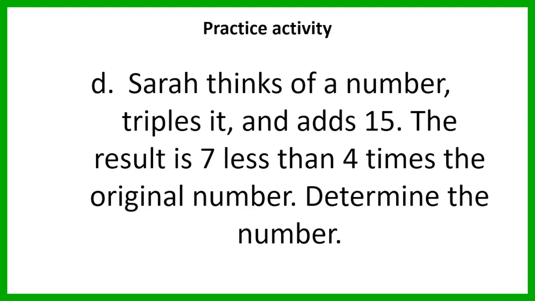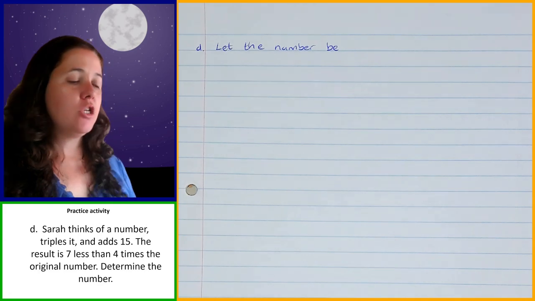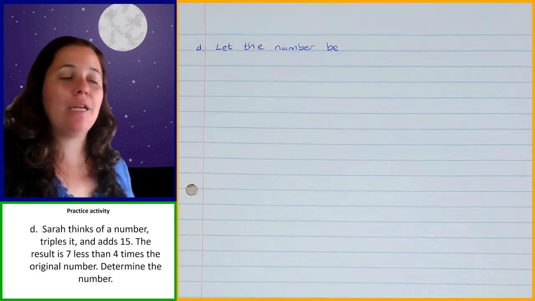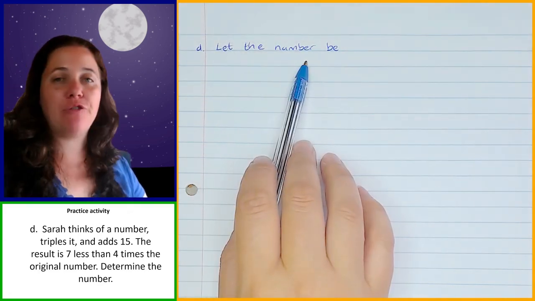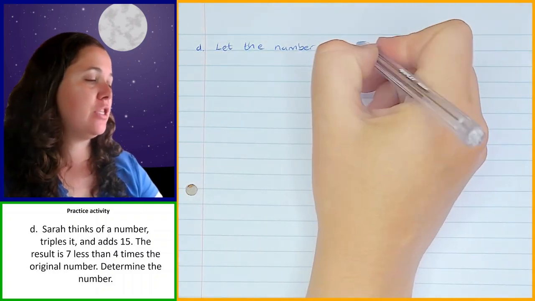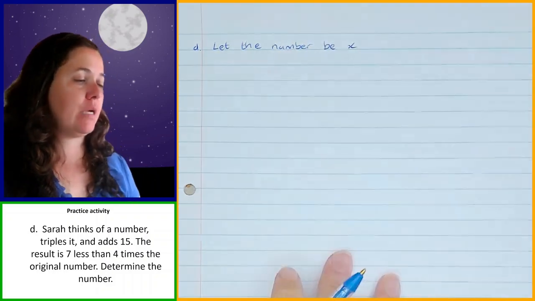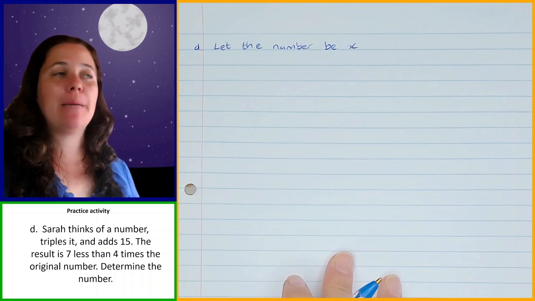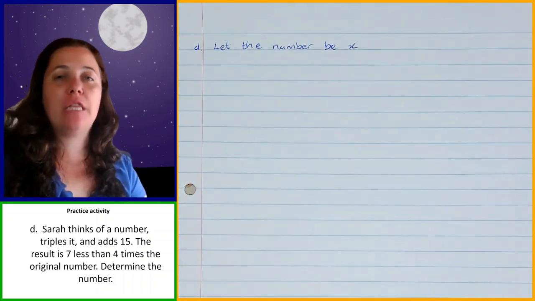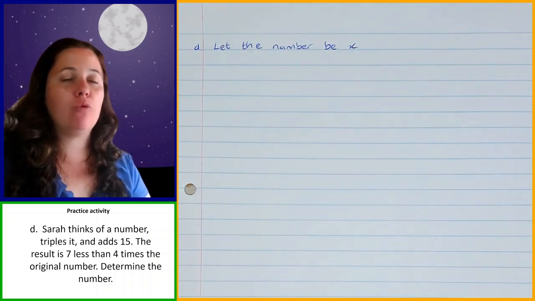Okay, so let's take a look at that question. In this one, there is only one unknown, and that is the number that we have to find. So we just need to say, let the number be x. Once you've done that, we then need to set up our equation using all of the information they have given us that we haven't used yet, which is everything.